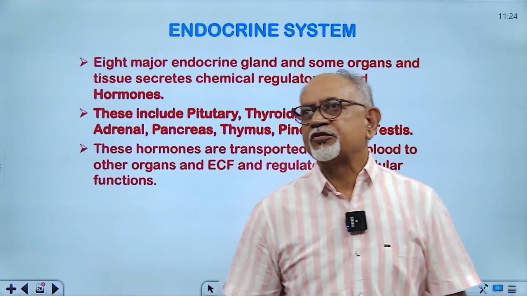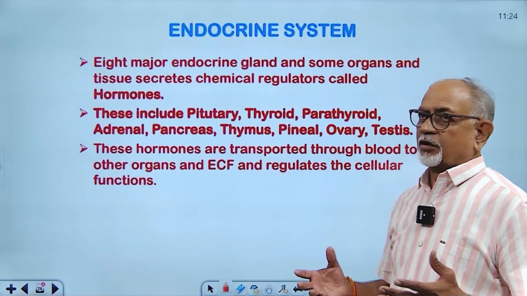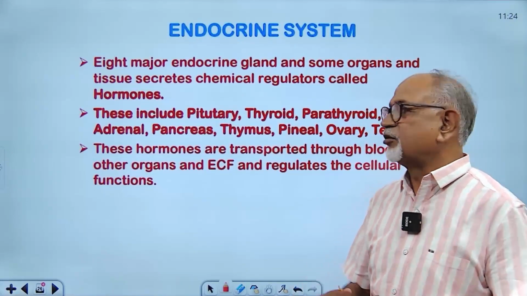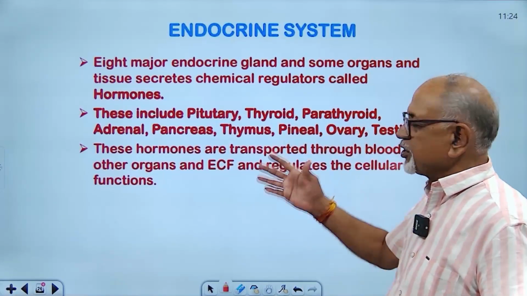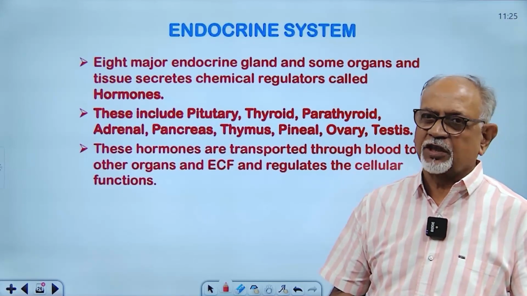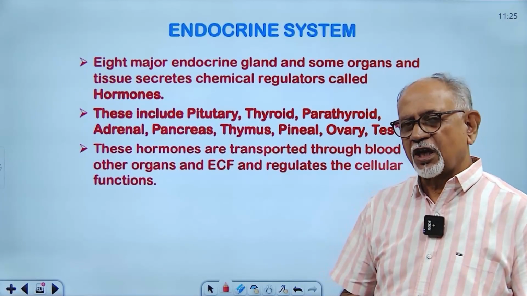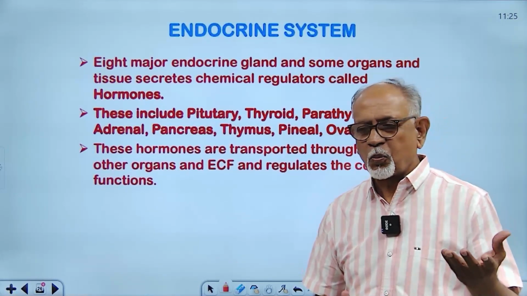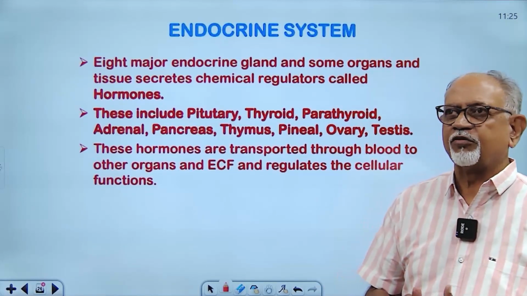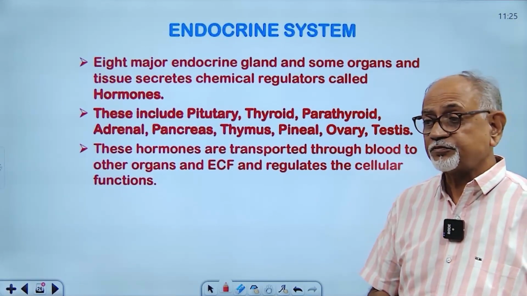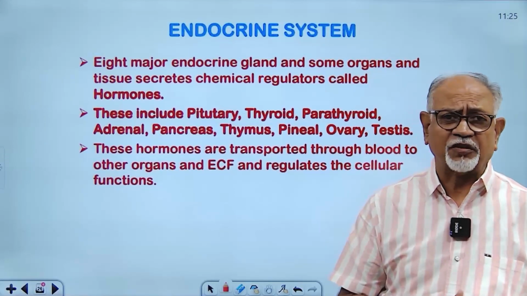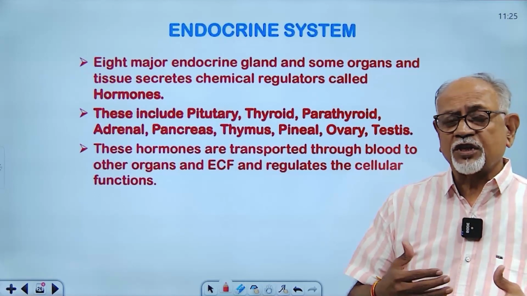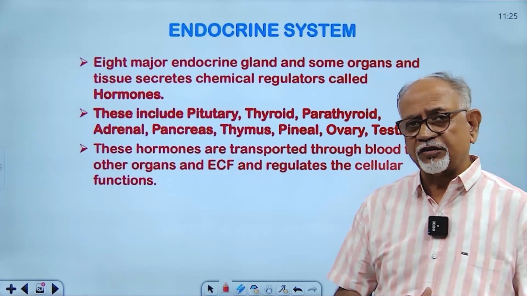An endocrine system is made up of different endocrine glands. The major endocrine glands are the pituitary, the thyroid, parathyroid, adrenal, thymus, pineal gland, and the reproductive organs like ovary and testis also secrete certain hormones. These are ductless glands and they secrete hormones which are transported through the bloodstream.